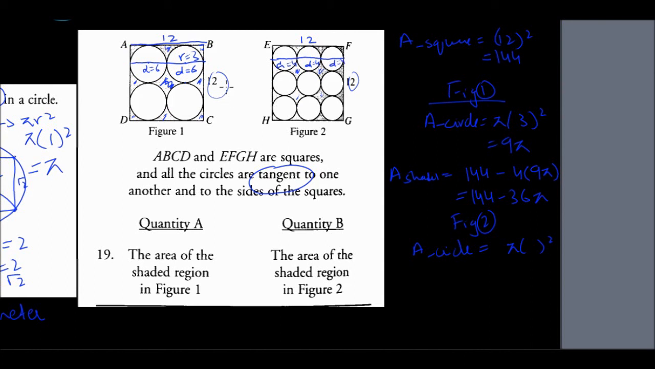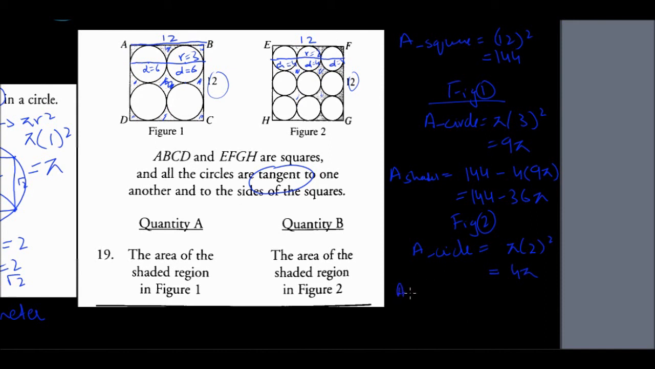So if the diameter is 4, then the radius would have to be half of that, which is 2. Again, you draw this line segment, and it has to equal the side of the square, and it's also equal to 3 diameters. So each diameter is 4, the radius is 2, and 2 squared times pi gives me 4 pi for the area of each circle.